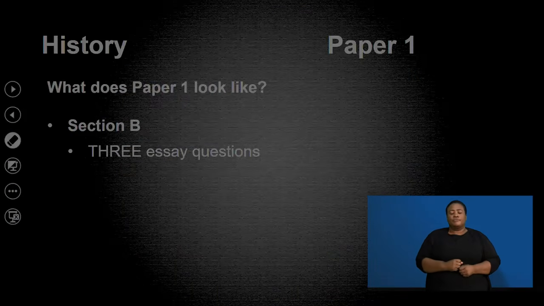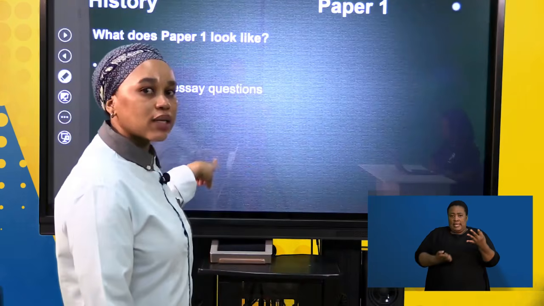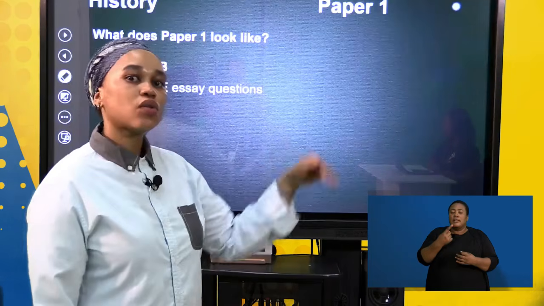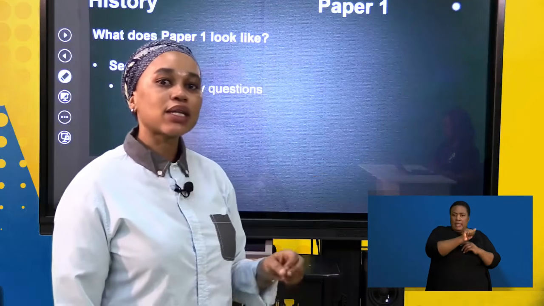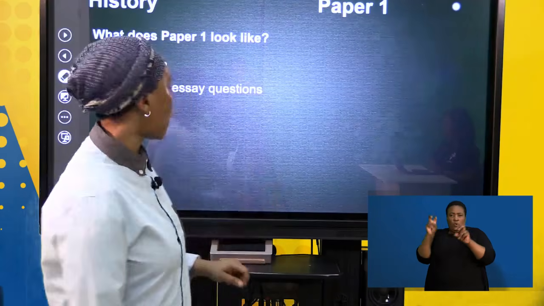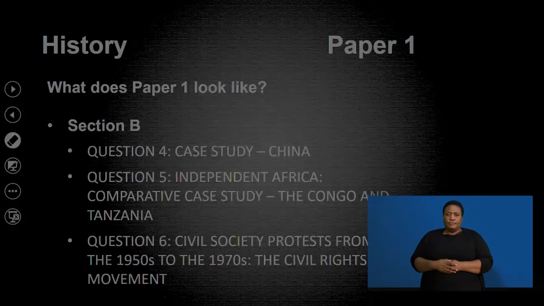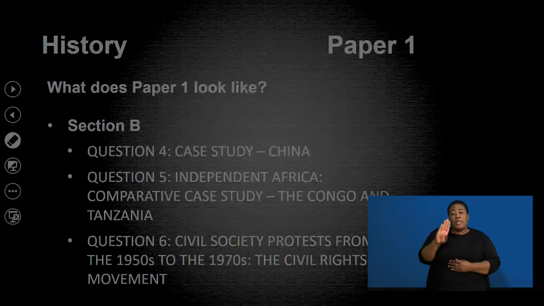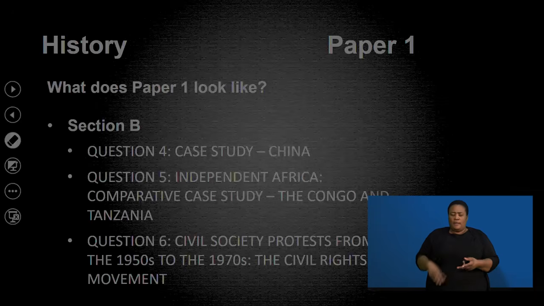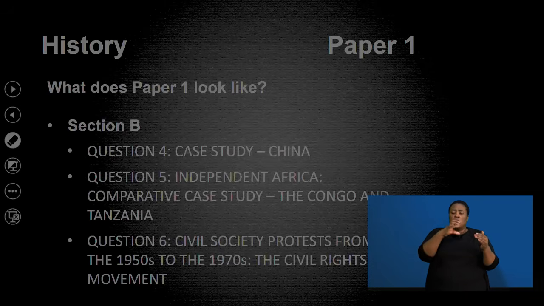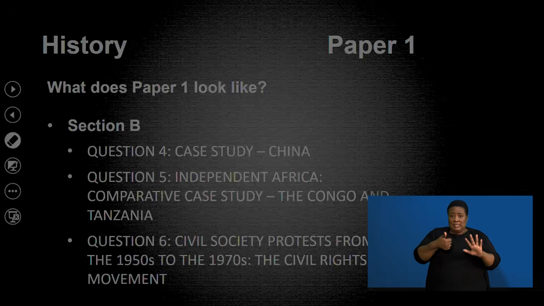Now let's move on. Section B consists of 3 essay questions. So as I did with section A, I'm going to show you the different topics that are contained in section B. That is your essay topics. So if you look at section B, question 4, the case study is China. Question 5, it is independent Africa. So there is a comparative case study there of the Congo and Tanzania. And then question 6 is civil society protests from the 1950s to the 1970s, the civil rights movement.